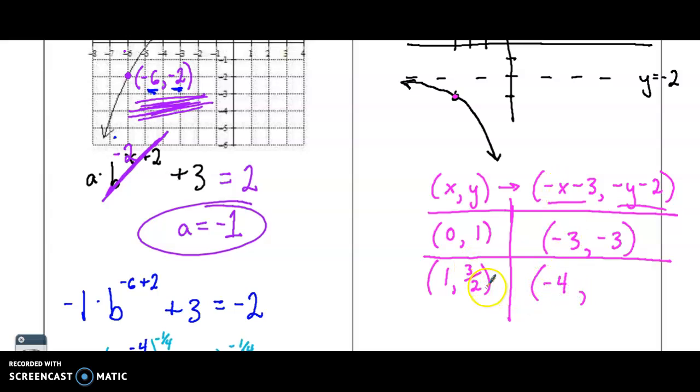And with y being 3/2, we'd have -3/2 minus 2. -3/2 would be about -1.5, so -3.5 would be -7/2. -3.5, so that would be like right here.